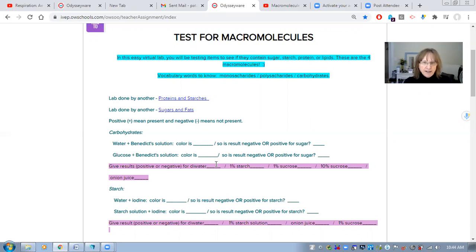For deionized water, it would have been negative. For 1% starch, it was negative. How about 1% sucrose? It was positive. Remember, it started to turn kind of the blue-green. 10% sucrose, that was the kind of the orange-yellow. That was much more positive. And the onion juice was that dark brown, a lot of sugar, okay? So none of these three here were the negative, were the light blue. So we know it wasn't negative.